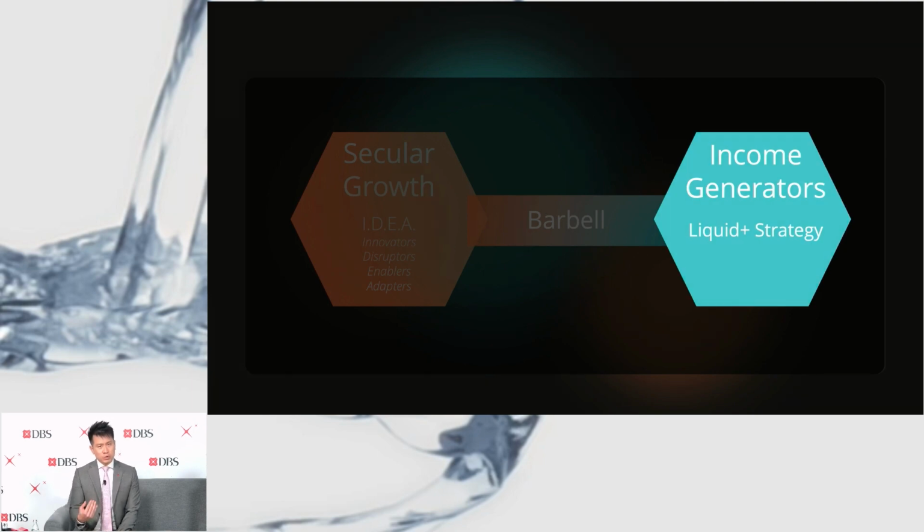So this is why we at DBS came up with the Liquid Plus strategy, right? To help investors navigate this tricky environment. The strategy focuses on short tenor bonds, which helps to minimize the interest rate sensitivity of your bond portfolio. And also it focuses on investment grade credit, which minimizes your exposure to default risk if the environment does slow down economically in the future.